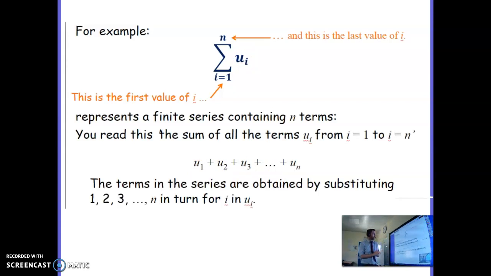The terms in the series are obtained by substituting in 1, 2, 3, all the way up to n. So what does it mean by that? Well, it means that for this one, we would be substituting in the value 1 into our series, then the value 2, all the way up to n. That's the last number we would substitute into. That's all there is to the basics.